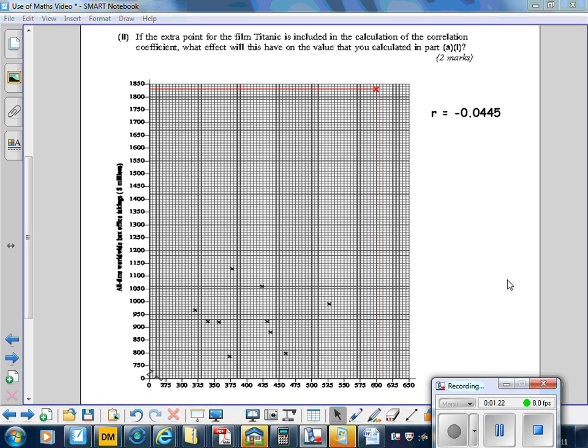Now, for part II, if the extra point for the film Titanic is included in the calculation of the correlation coefficient, what effect will this have on the value that you calculated in part AI? Here's our correlation coefficient from the earlier part of the question, and you can see that it's negative, but it's very, very small, which you would expect, because really there is no correlation between these points. They're pretty much all over the place.